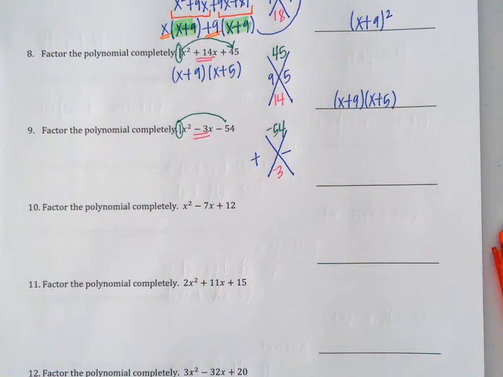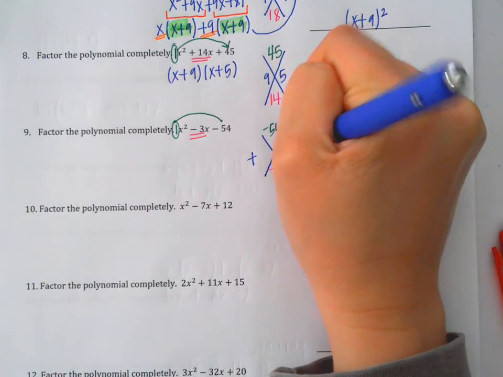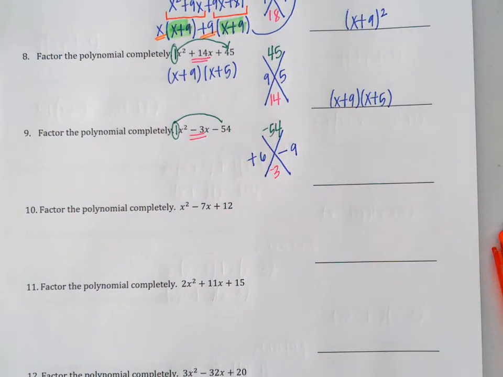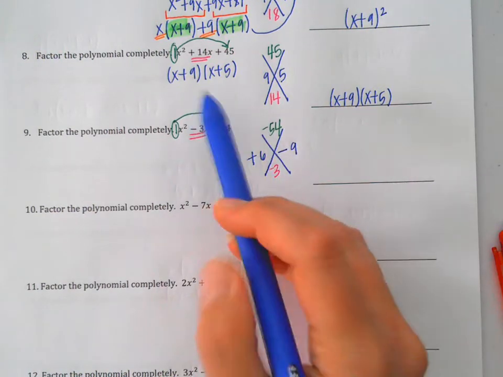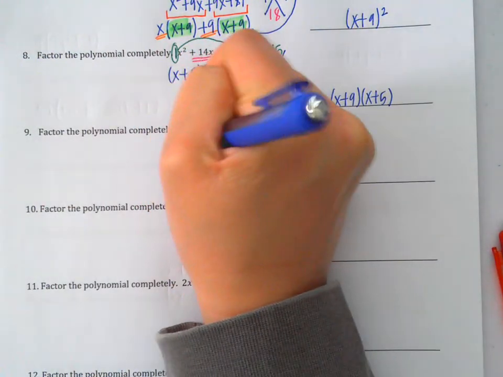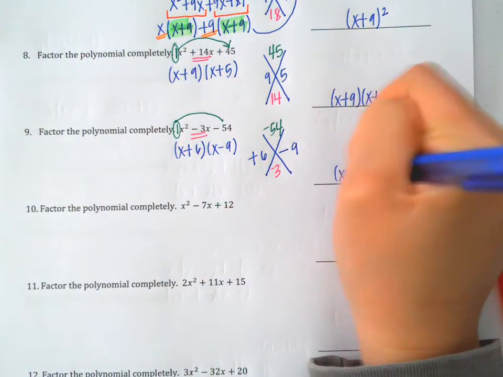So I'm thinking, what are my two numbers that multiply together to get me negative 54 and add to get me negative 3? Look at your multiplication chart, use what you've got to use, but those two numbers are going to be 9 and 6. So I'm thinking, which one is positive, which one is negative? So if this is a negative 3, the bigger number, negative 9, is going to be negative and 6 is going to be positive. And so then I can use the shortcut. A is equal to 1, so I can just go straight to x plus 6 and x minus 9. And that's my final answer.